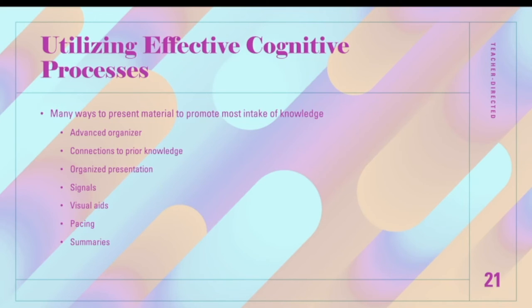Organized presentation, so this could be slides and things like that. Signals could be done through questioning, just trying to trigger knowledge in the brain to come up. Visual aids are great for those visual learners. Present something, it could be a graphic, it could be an object, it could be a video, something like that.